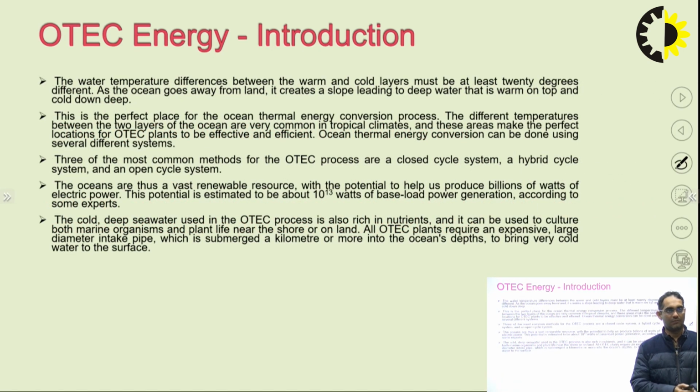Then the water temperature difference between the warm and the cold layers must be at least 20 degrees. As the ocean goes away from the land, it creates a slope leading to deep water that is warm on top and cold down in the deep, and this is the perfect place for the ocean thermal energy conversion process. The temperature difference between the two layers of the ocean is very common in tropical climates, and these areas make the perfect location for OTEC plants to be effective and efficient.